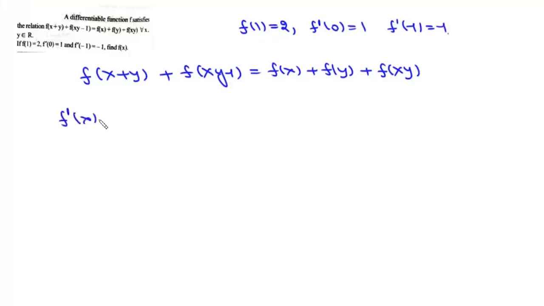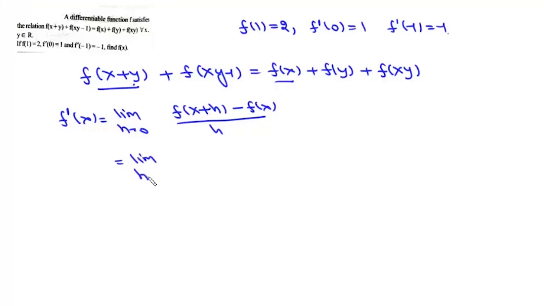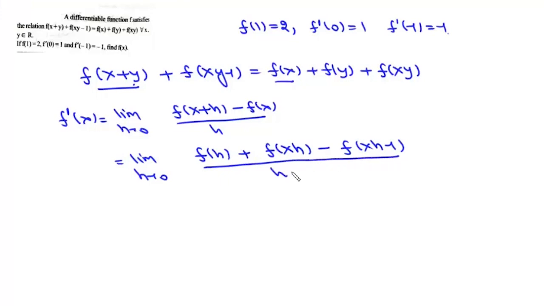So this f dash x will be limit h tends to 0 f(x plus h) minus f(x) upon h. Now we'll replace y with h, and we'll use f(x plus h) minus f(x) from this equation. So it will be this limit h tends to 0, and here it will be this f(h) plus f(xh) minus f(xh minus 1) whole divided by h. Now here we need the value of f(0).